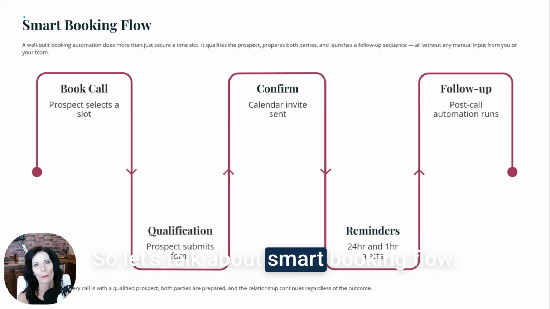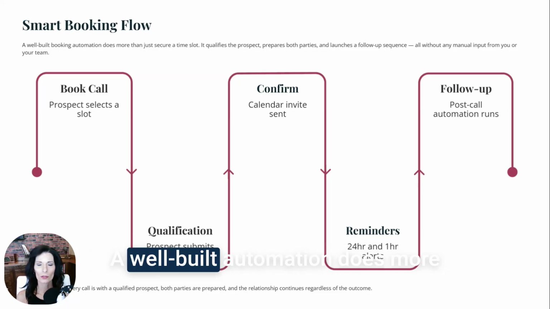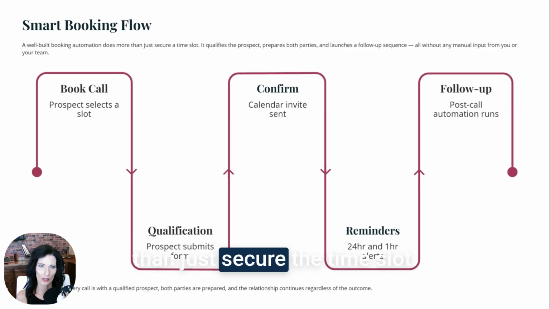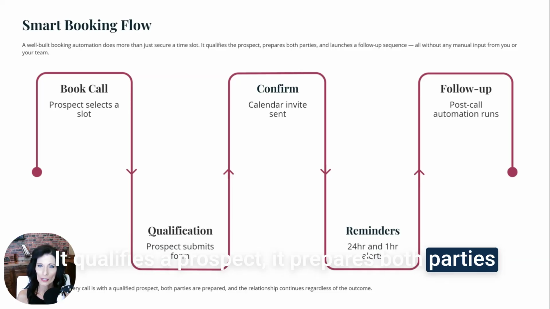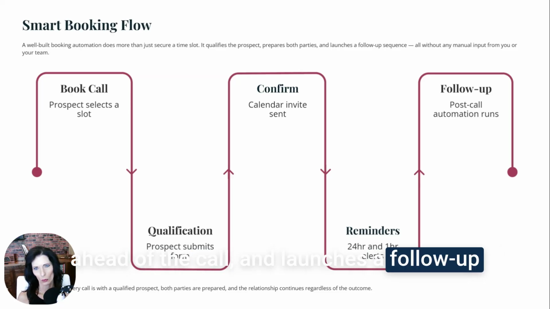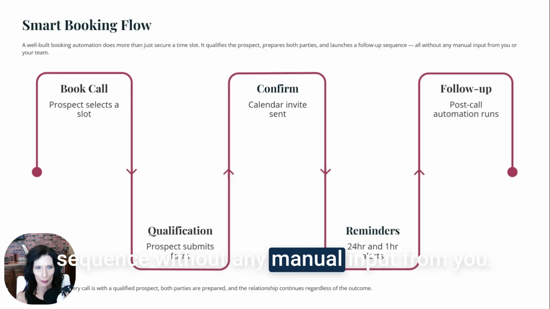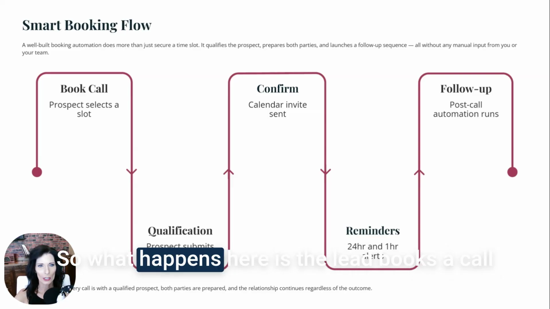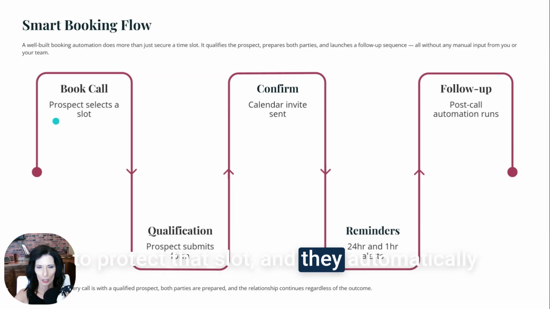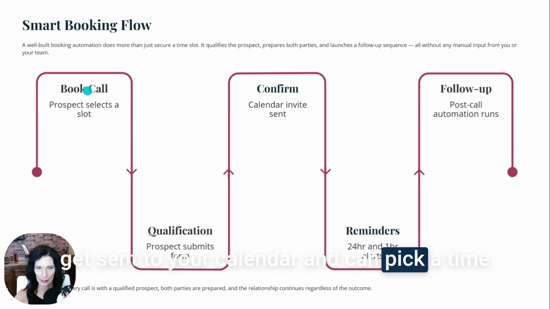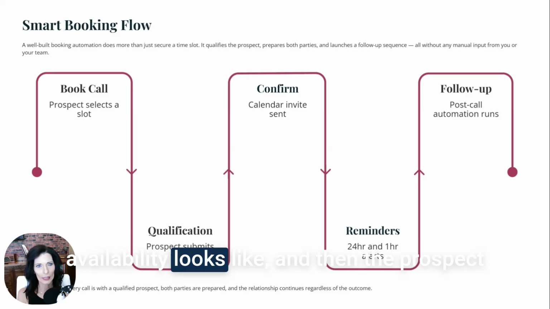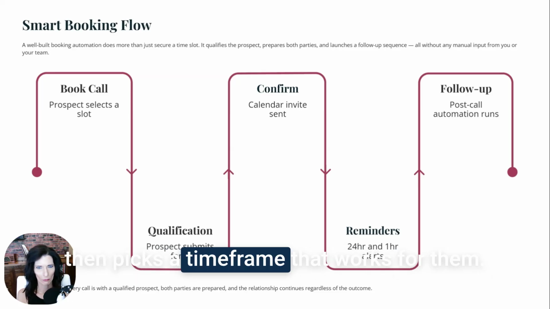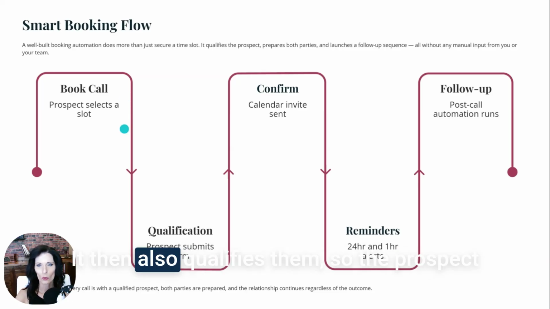So let's talk about smart booking flow. A well-built automation does more than just secure the time slot. It qualifies a prospect, it prepares both parties ahead of the call, and launches a follow-up sequence without any manual input from you. So what happens here is the lead books a call to protect that slot, and they automatically get sent to your calendar and can pick a time from what you reserve in advance as your availability. And then the prospect picks a time frame that works for them. And then it also qualifies them.